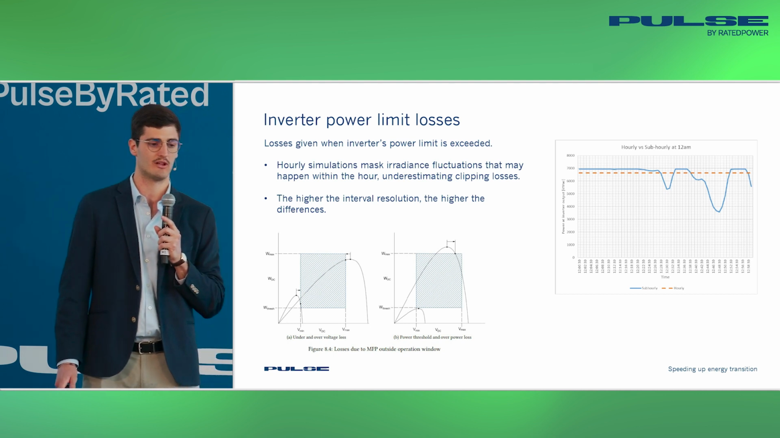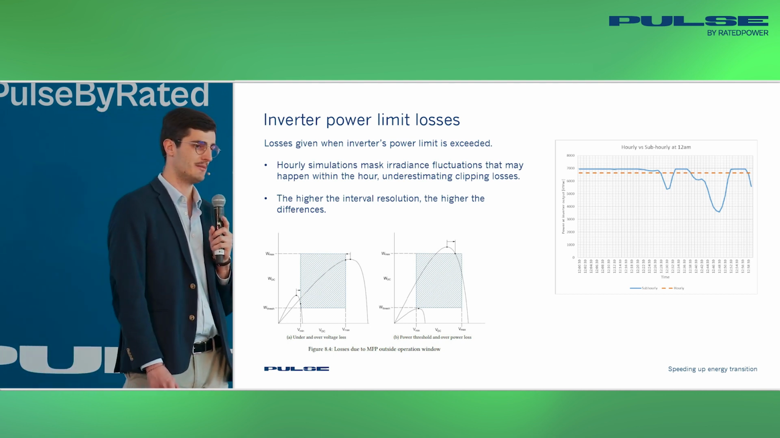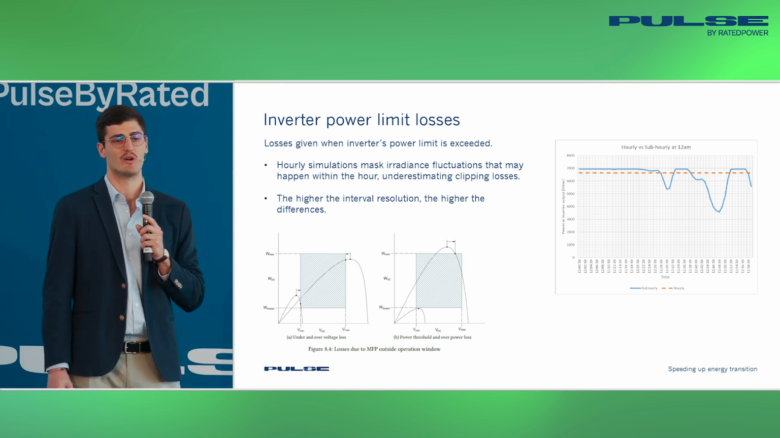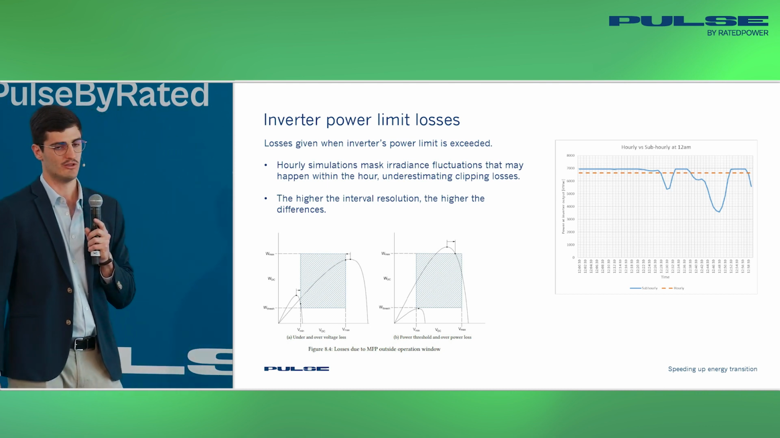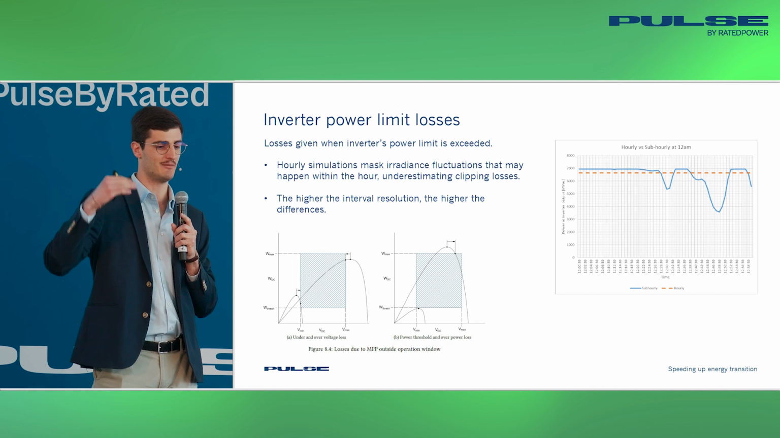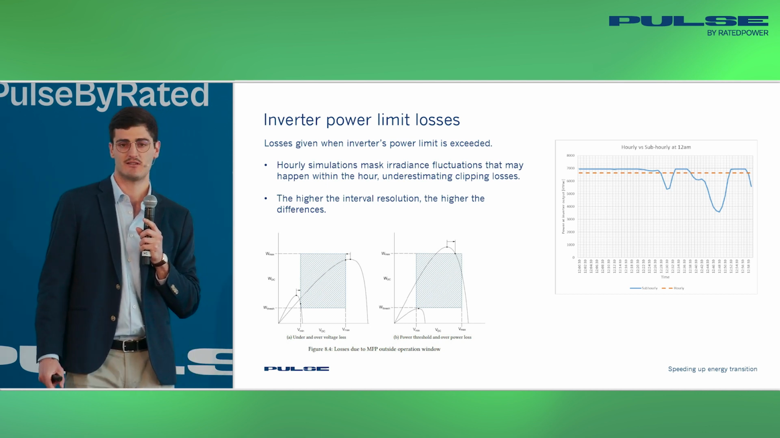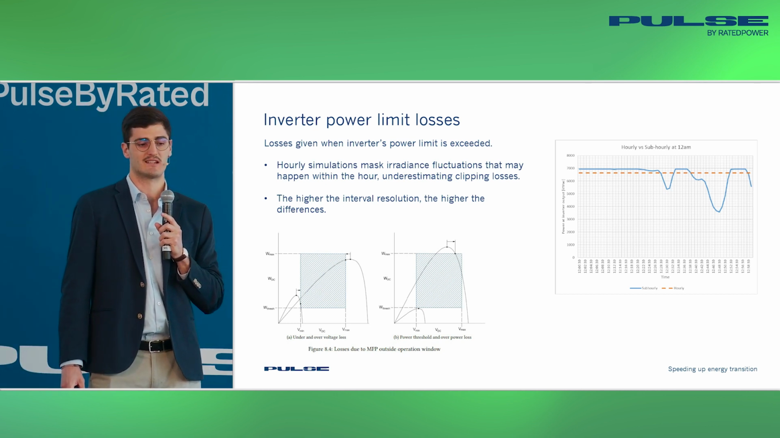Then the last loss that we observed was the one related to the clipping losses. As I mentioned at the beginning, it's something that we could expect due to the irradiance fluctuations that we have within 1 hour. As we know, in the inverter, we have the window of operation. If we exceed that value, we will be incurring into the clipping losses if we inject more DC than the one that the inverter accepts.